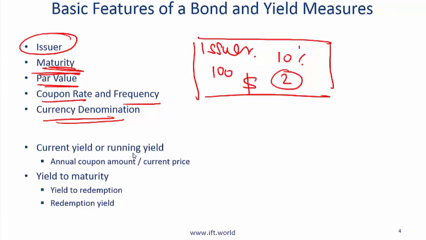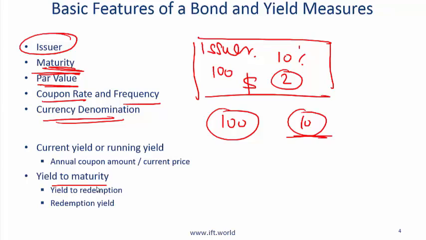Current yield or running yield, this is something we'll also see later, but very briefly. If you buy a bond for 100 and the coupon payments that you expect to receive over the next year are $10, then the current yield is this $10, what you expect to receive, divided by the current price. Yield to maturity is an important term. This is also called yield to redemption or redemption yield. This is your yield assuming that you hold the bond to maturity.